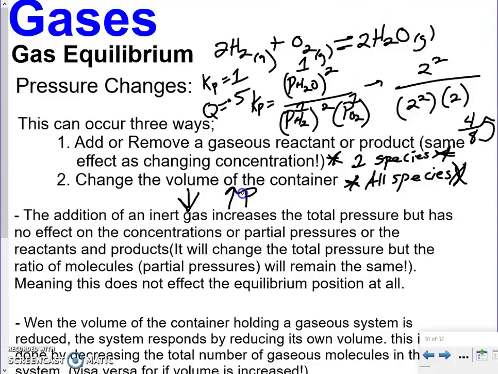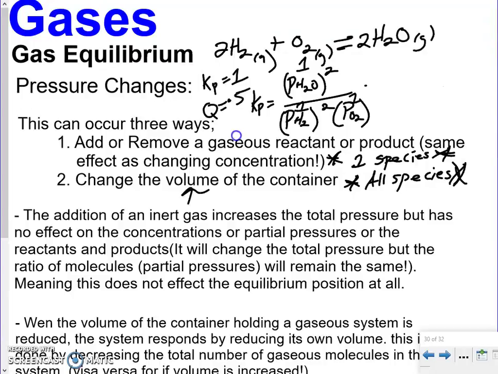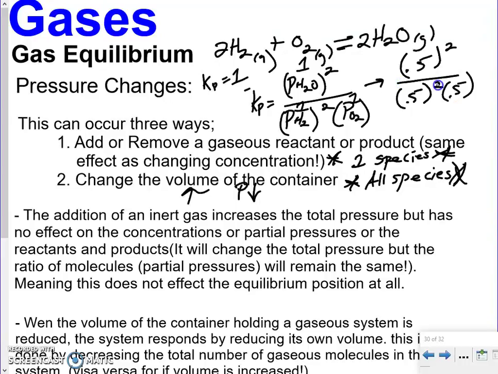Okay, same idea. Let's say instead of decreasing volume, we increased volume. Well, what is increasing volume going to do? Increasing volume is going to increase the amount of space the gas is able to move around in, therefore pressure is going to decrease. So let's say instead of 1, we change these values to 0.5. We're doubling the volume, therefore halving our pressure. So 0.5 squared over 0.5 squared and 0.5, which basically is going to give us 1 divided by 0.5 once everything's said and done. That gives us a Q of 2. Okay, and you can do that math if you don't believe me.